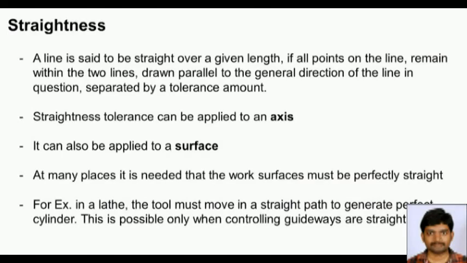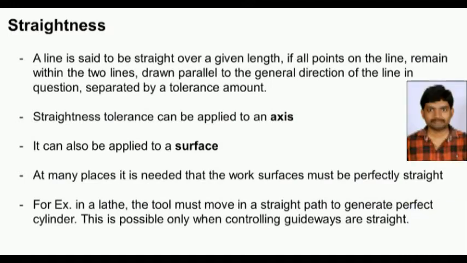At many places, it is needed that work surfaces must be perfectly straight. For example, in the case of a lathe, the tool must move in a straight path to generate a perfect cylinder. This is possible only when the guideways are straight. When the guideways are straight, the carriage will move on this straight guideway, and then the cutting tool will give the cut on the workpiece, and then we get cylinders.